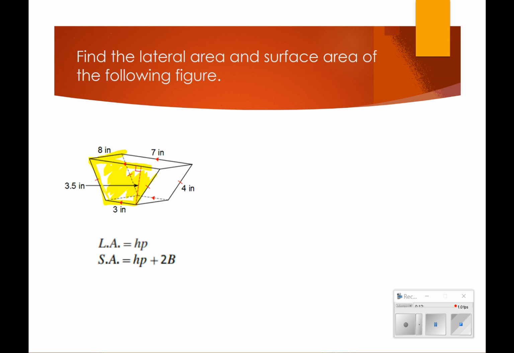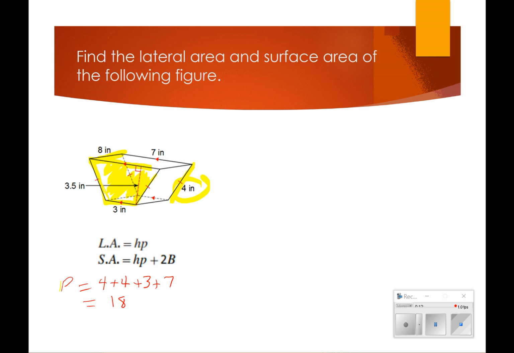And then my perimeter is the distance around. And notice that this 4 right here is that side. So my perimeter, let's do that first, is going to be, okay, I've got 2 of the 4s, so the legs are 4s. One of my bases is 3, and the other one is 7. So my perimeter is going to be 18.